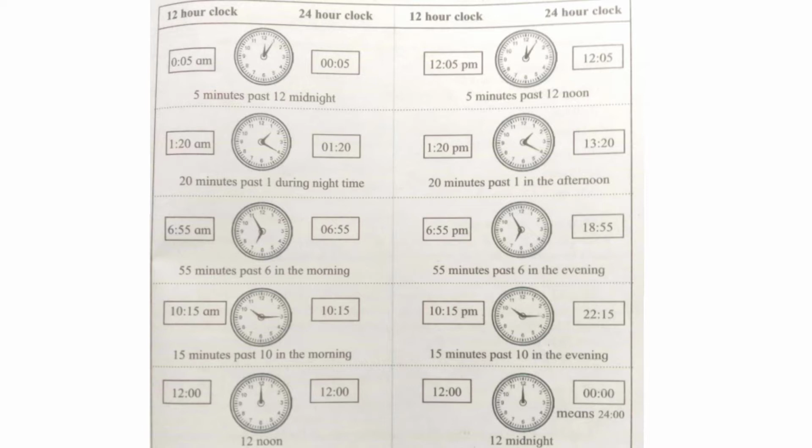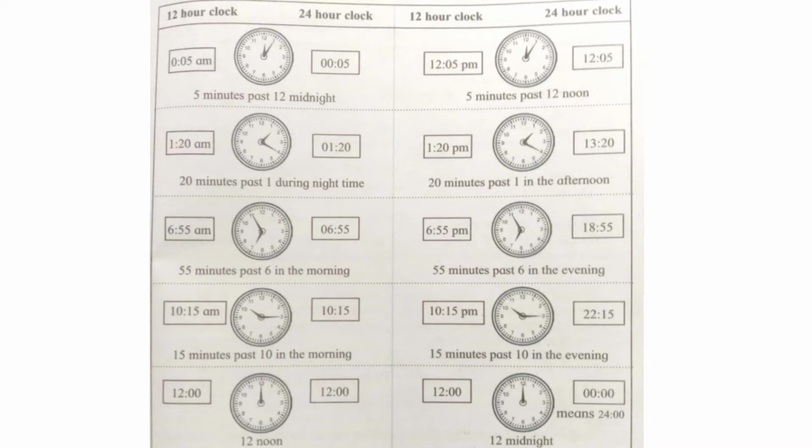Now let us see the fourth clock. Here also our hour hand is on 10 and the minute hand is on 3. It means as per the 12-hour clock system, it is 10:15 am. And the same timing will be there as per the 24-hour clock. Means 15 minutes past 10 in the morning.